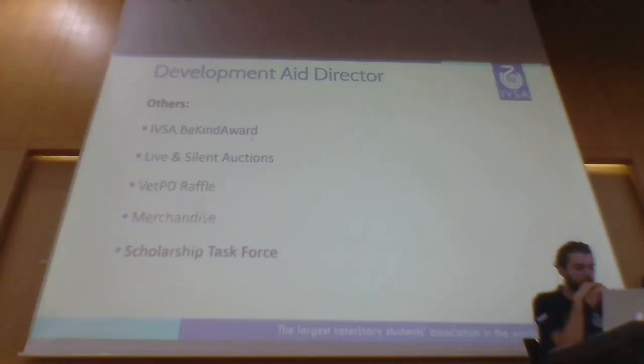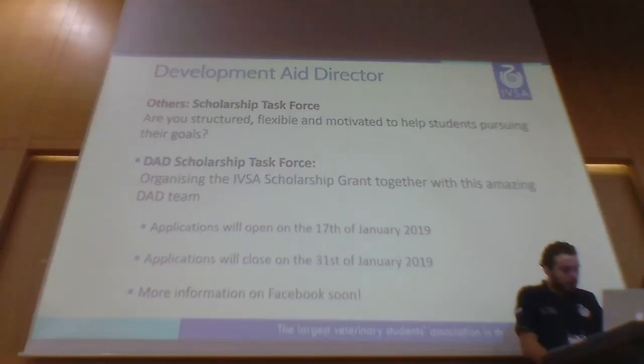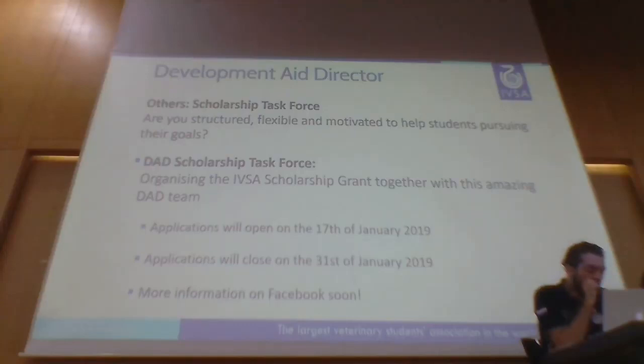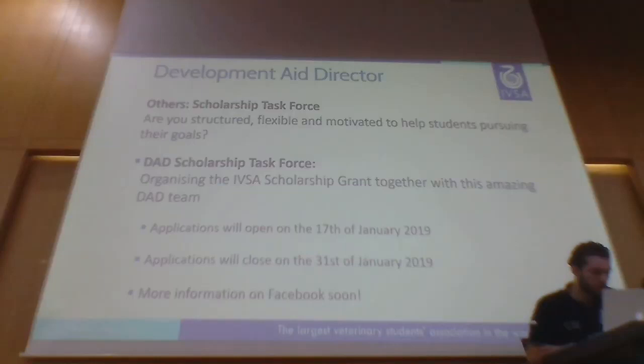So the last point of my presentation is the Development Fund Scholarship Task Force. Expo decided to make a task force for arranging, scoring, and actually everything around the scholarships. So if you're structured, flexible, and very motivated to help other students pursuing their dreams and goals, I would definitely recommend you applying for this. It's opening on the 17th of January, and applications will close within 2 weeks. On the 17th, we will put something on Facebook so you can all read it as well. I would say definitely check it out, because I have a really cool team, at least I think so, and we could really use some help with it. So yeah, that's it. Thank you for listening.